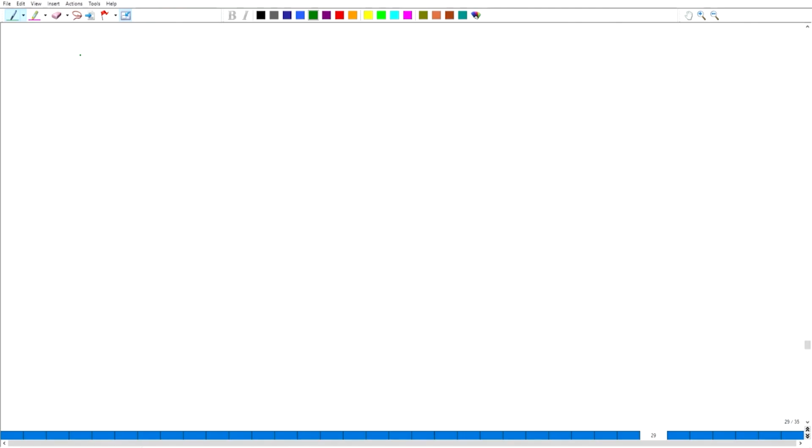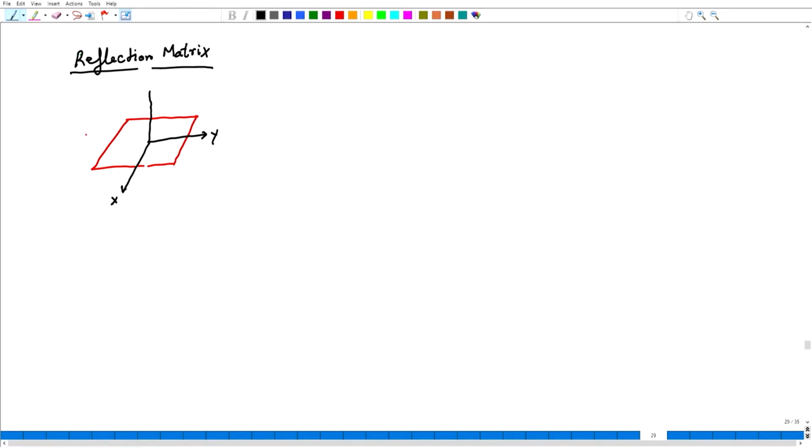In this lecture, I'll take up representation of reflection symmetry by a matrix. So, we are going to talk about the reflection matrix. Let me draw the mirror plane first and then draw the axes. The x and y axes are in the mirror plane and the z axis is normal to the mirror plane.